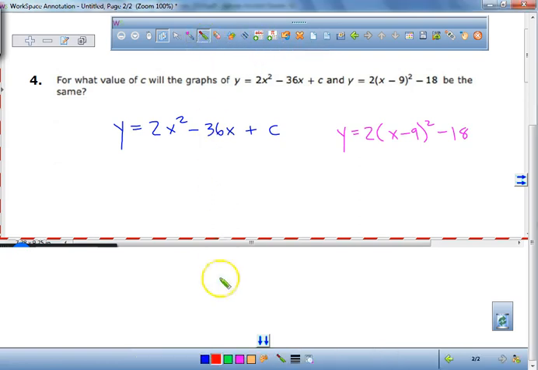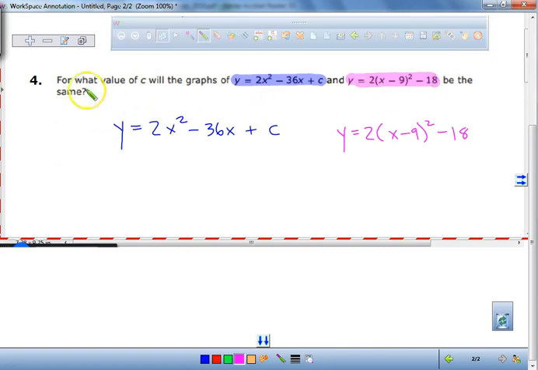Okay? So I'm going to highlight the two functions we are going to be comparing. We're going to be trying to make these functions equal to each other. It says for what value of c will the graphs of this and this be the exact same? So basically we're trying to make this function exactly equal to this function. Now, we're going to do this by hand, and then we're going to check how to do it in the graphing calculator. What could you do to make sure that these are the exact same functions? We'll do it both ways.